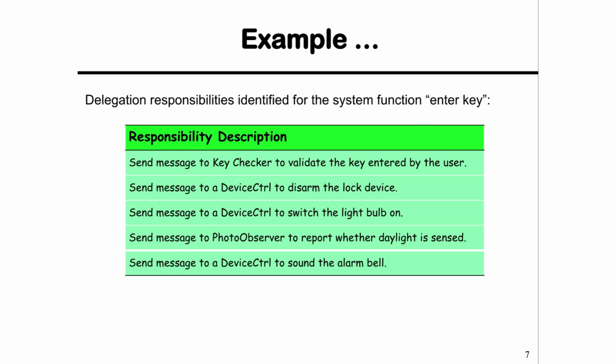The first one, for instance, is to send a message to the key checker to validate the key entered by the user. Again, this is about sending messages or method invocation, so it's a delegation responsibility. Send a message to a device controller to disarm the lock device. This is also one scenario in the system function enter key, which is again a delegation responsibility of an object assigned to perform this device control. Again, send a message to the device controller to switch the light bulb on. This is also another responsibility of an object assigned to this system function. We can go on like this for all the other delegation responsibilities.